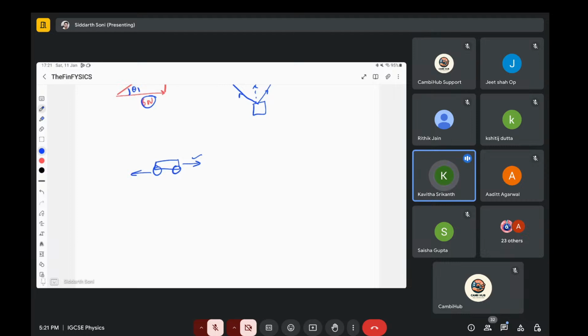But then why doesn't the car stop? Oh, you're talking about when the forces are balanced, why does the car not stop? This is what you're asking, right? Now, there is something known as inertia, which you people have studied. There are three types of inertia, out of which one is inertia of motion, that if the object is moving, it will continue to move.